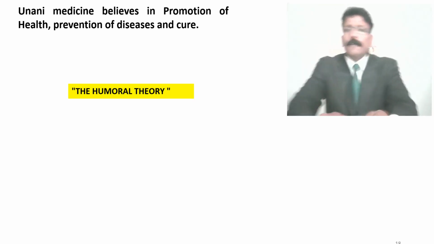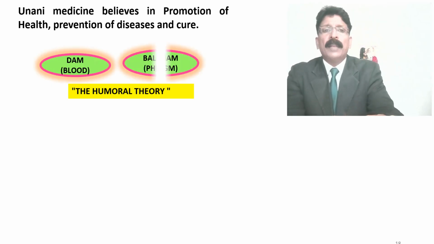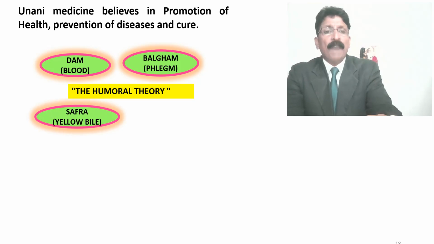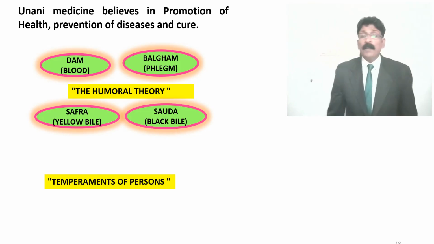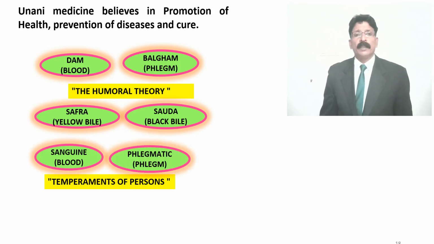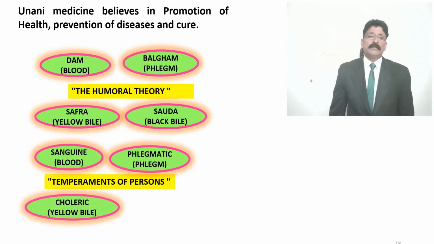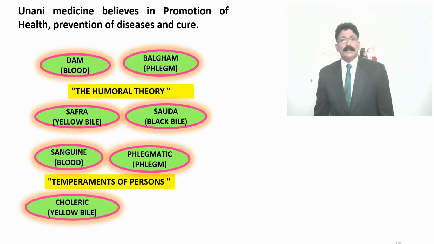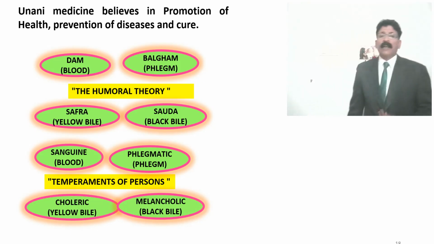Humoral theory, you should know about humoral theory. Dam means blood. Balgham, phlegm. Safra, yellow bile. Sauda, black bile. Temperament of a person: blood, sanguine; phlegmatic, phlegm; choleric, yellow bile; melancholic, black bile.